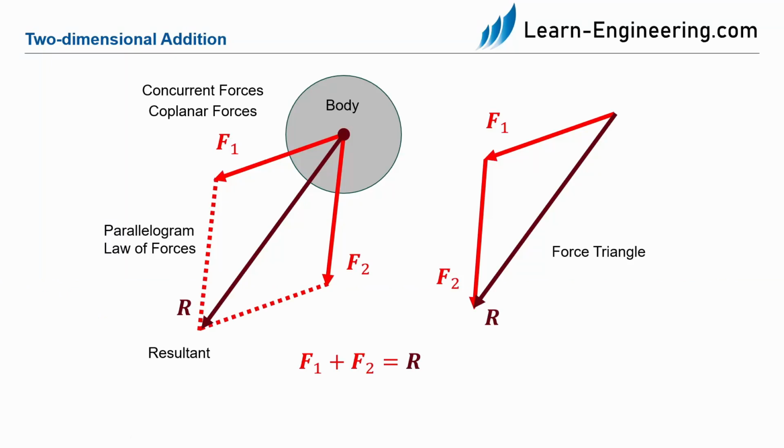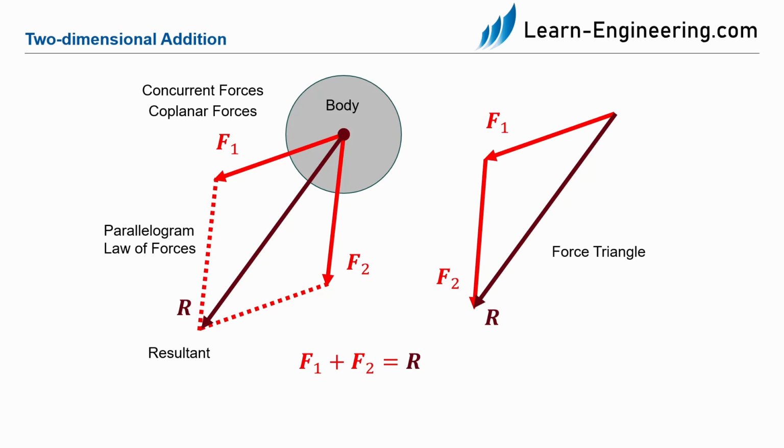Forces with the same point of application are called concurrent forces. If all forces are on a two-dimensional plane, they are called coplanar forces. Since we assume a rigid body, the forces can be shifted along the line of action, so they are called sliding vectors. If we now have two different forces, here in the example F1 and F2, we can add these forces to a resulting force R.